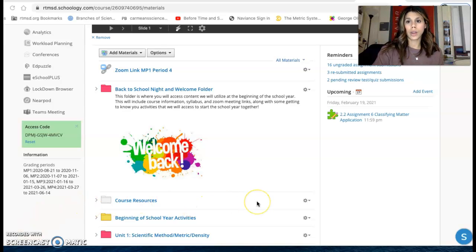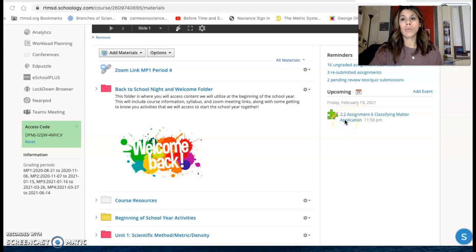For today, we're going to continue working on 2.2 Assignment 6 Classifying Matter Application. This is the assignment that we started working on yesterday. And like I said yesterday, the purpose of this assignment is to replicate a lab and to apply what we've been learning throughout our classifying matter module and relate it to real life.